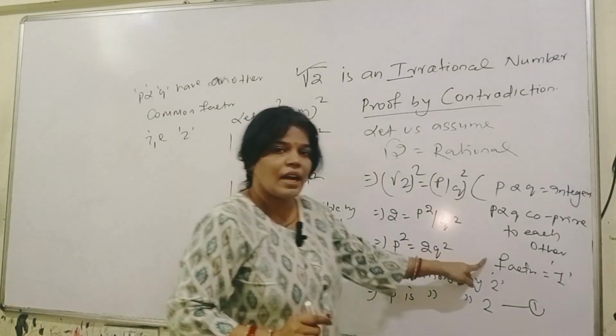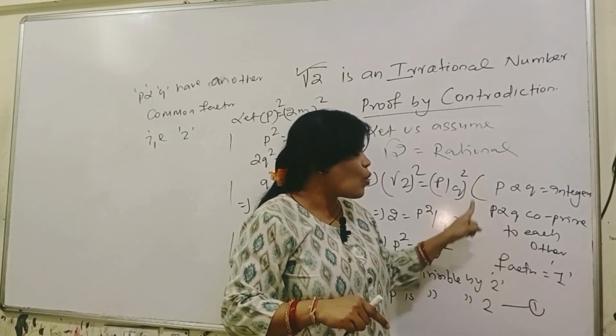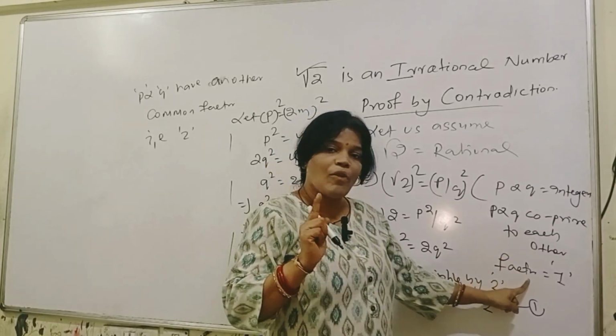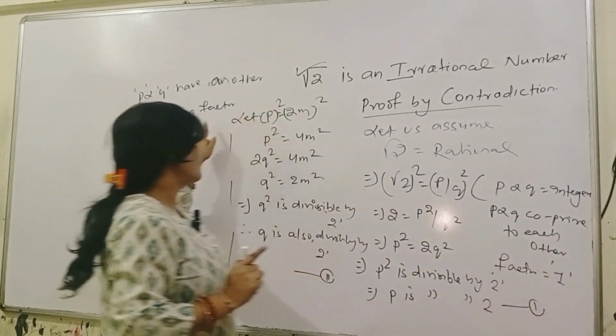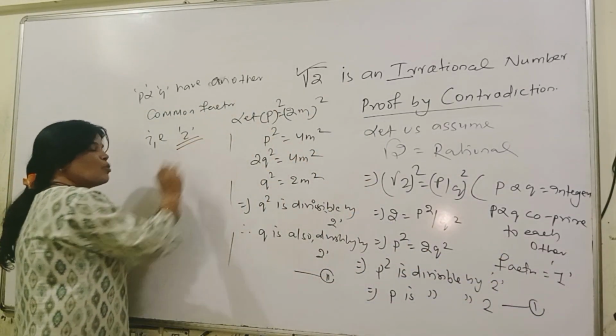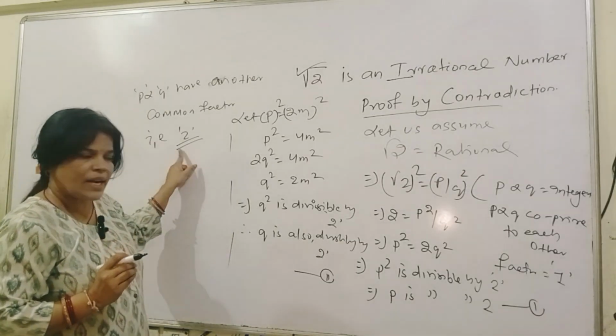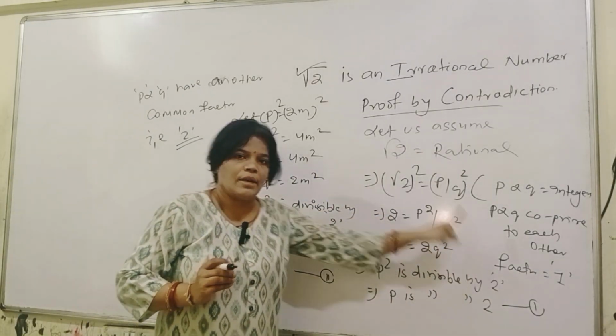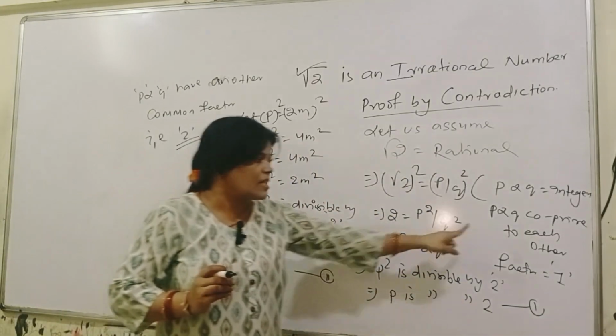बट इधर क्या था? हमने क्या अज्यूम किया था? They are co-prime to each other. They have only one factor, that is 1. बट यहाँ पे हमें क्या मिल रहा है? Another factor 2 मिल रहा है. This statement contradicts this statement.